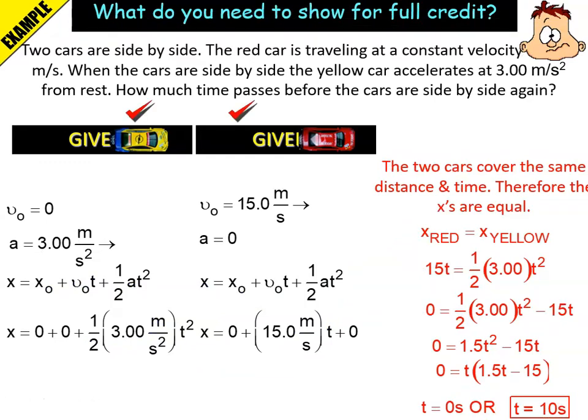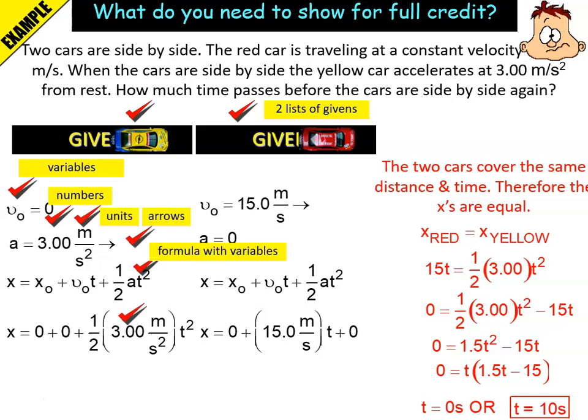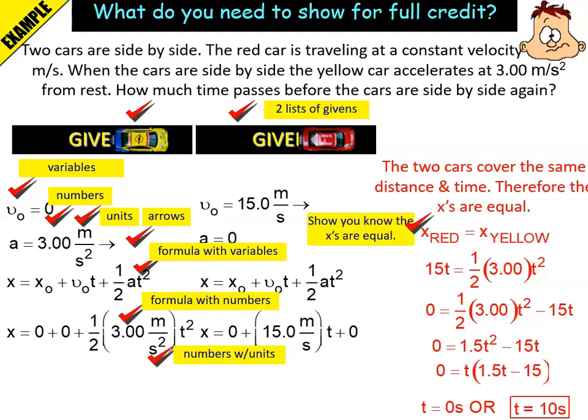So in terms of trying to get full credit, you would have two lists of givens. You would have your variables, numbers with units in your givens, and then showing the plugging in of your numbers with units into the equations. And showing the math steps, and then your final answer with units.